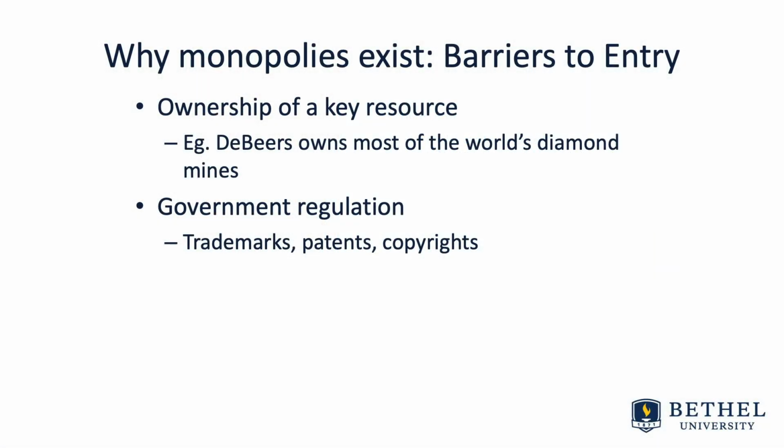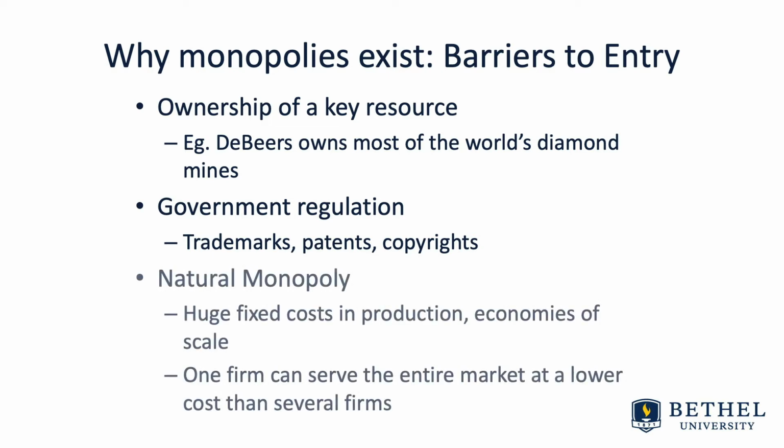The third reason why monopolies would exist is in the case of huge fixed costs in the market, and the size of the market is such that only one firm can serve that market at a cheaper cost than if there were larger firms. We call this a natural monopoly. Utility companies would be an example of a natural monopoly. The key reason of monopoly is that there's only one firm.